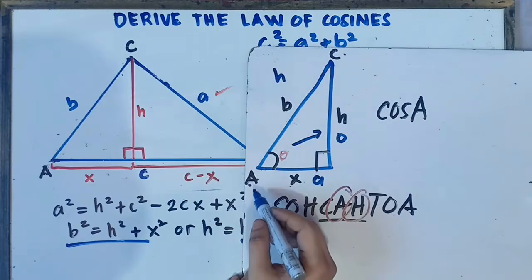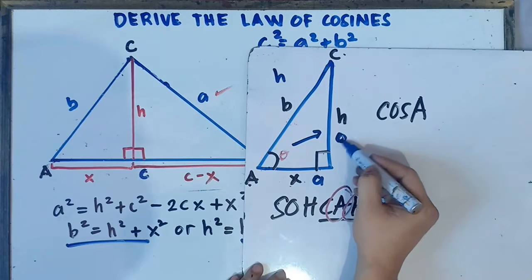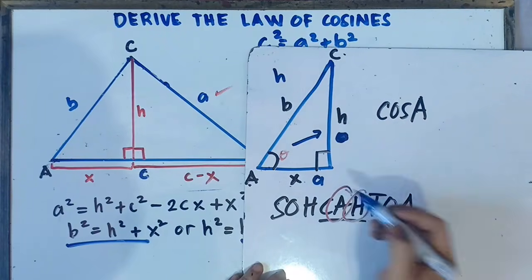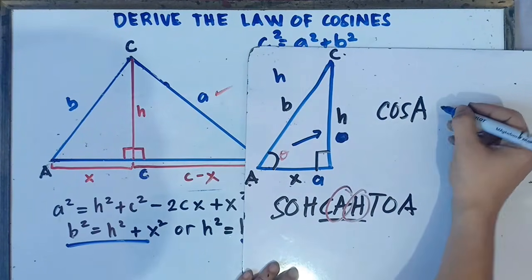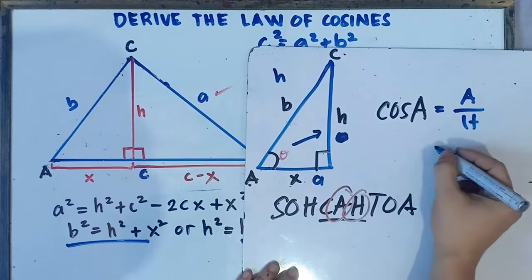Once again, class, if you're looking for cosine A, opposite of this angle, that will be the opposite side. This one right here, opposite. This is the hypotenuse, the longest side. This will be the adjacent. Therefore, cosine A is equal to adjacent over hypotenuse.